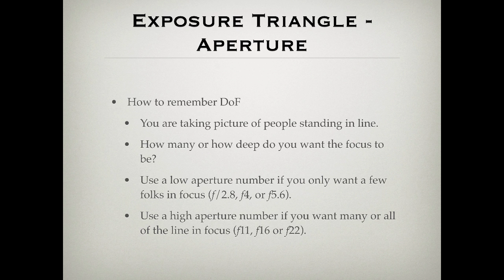So a way to think of this is, even though you're not necessarily taking a picture of people standing in a line, when you're looking at your photograph and you decide how deep you want your focus to be, think of the number of people standing in a line. If I only want a couple people to be in focus, use a lower aperture number, right? f2.8, f4, 5.6, whatever that might be. If you want a greater depth of focus, use f11, 16, or 22.